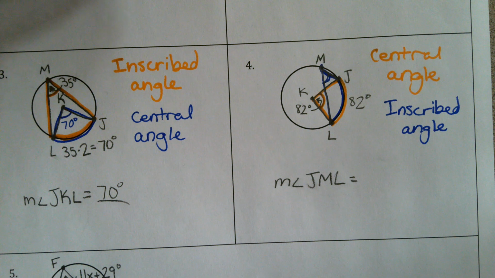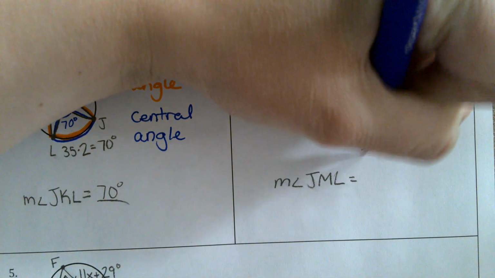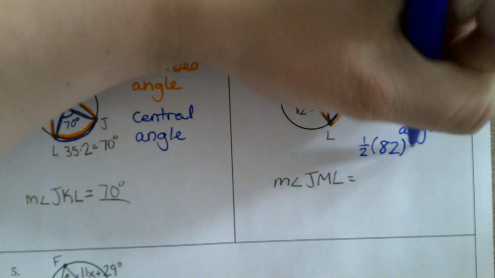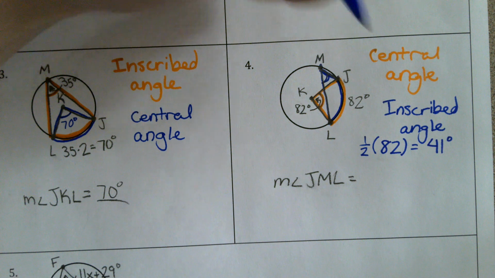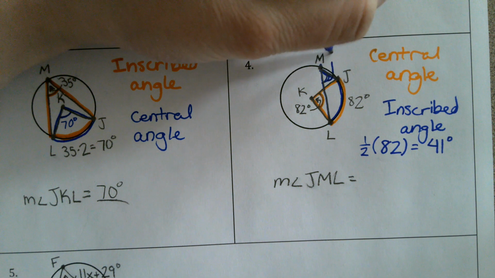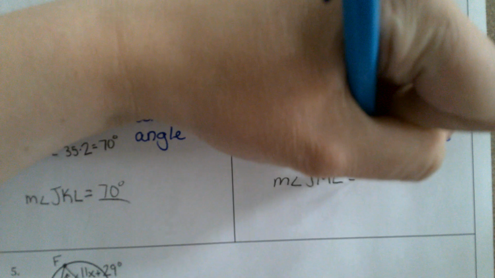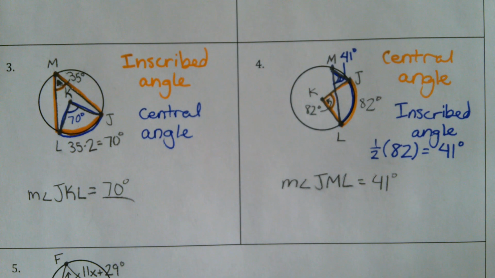So for JML, 1/2 of 82, which is going to be 41 degrees. So our angle in here is 41 degrees. That is the measure of angle JML. All right, we have one more problem to solve.